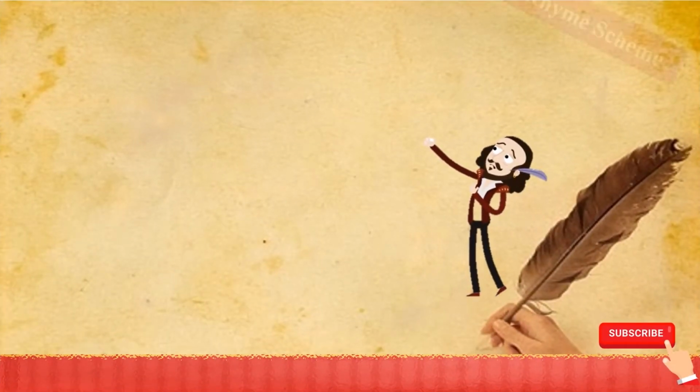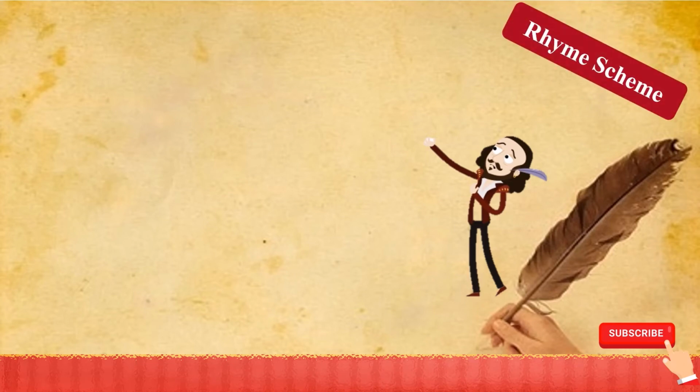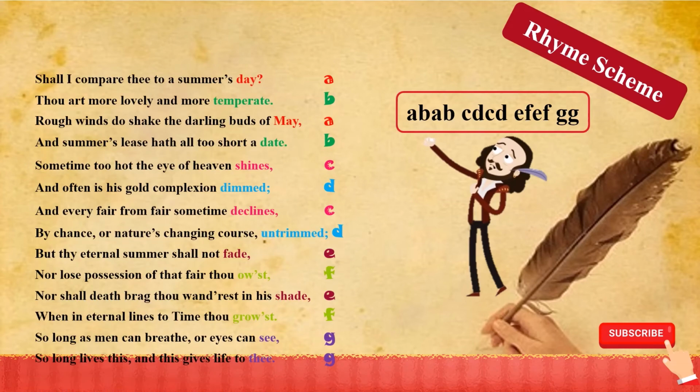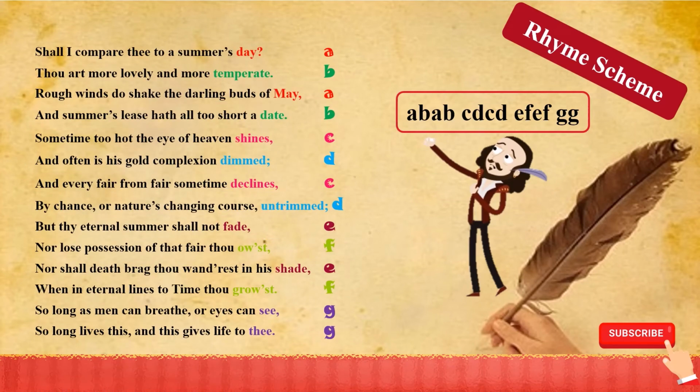Talking about the rhyme scheme, the one introduced by many other poets differs in the Shakespearean case. His rhyme scheme is ABAB, CDCD, EFEF, GG. Here is Sonnet 18 of Shakespeare for understanding his rhyme scheme structure.